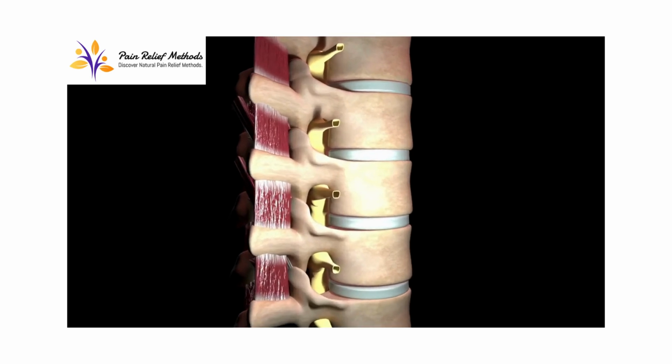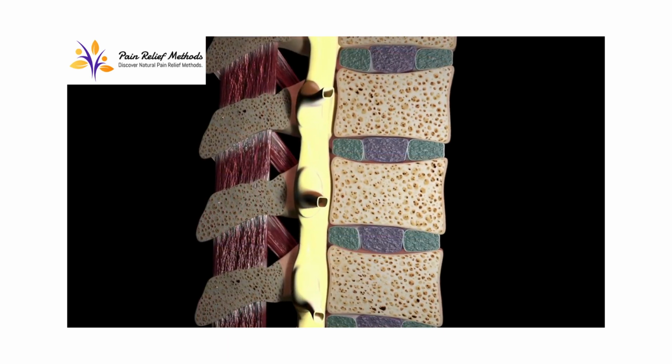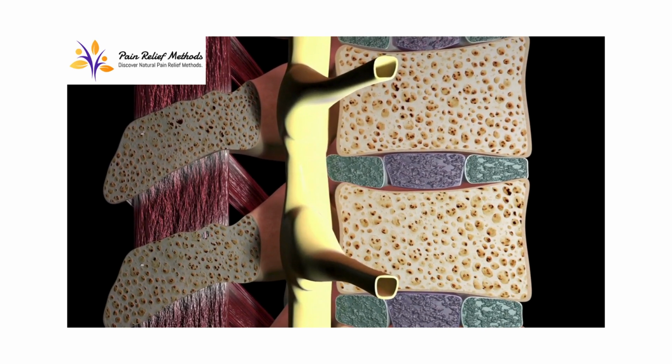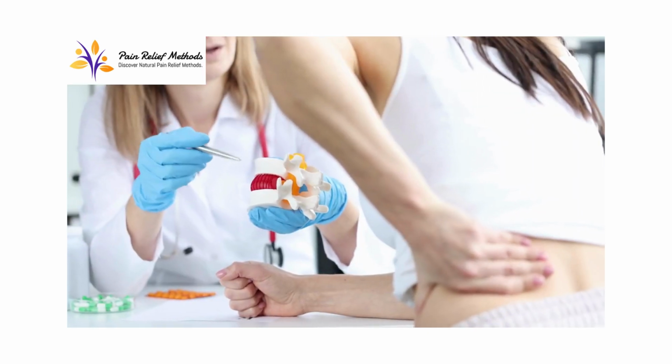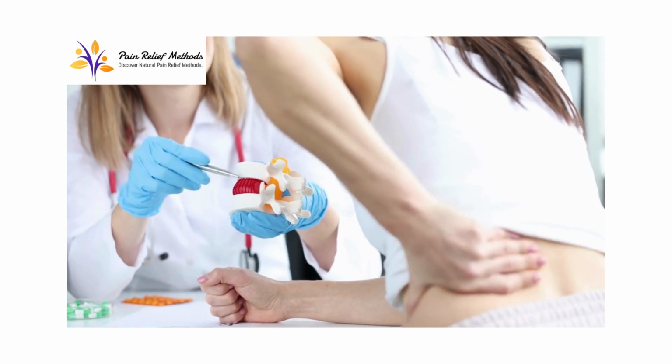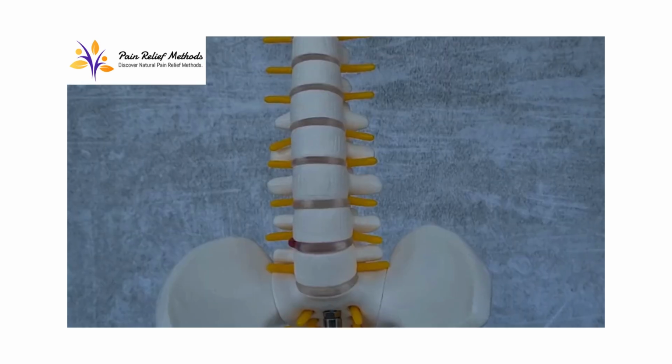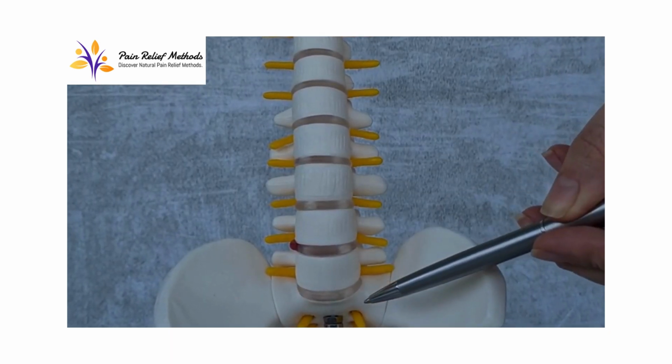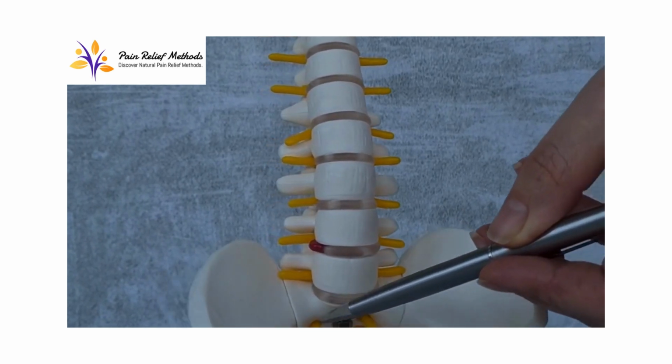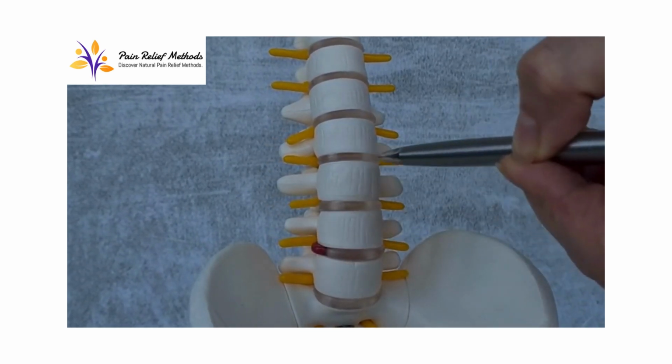A herniated disc occurs when the inner gel-like core of a spinal disc, the nucleus pulposus, pushes through a tear in the tougher outer layer, the annulus fibrosus. This can lead to pain, numbness, and weakness due to pressure on nearby nerves. Surgery may be necessary when conservative treatments like physical therapy, medications, and injections fail to alleviate symptoms.